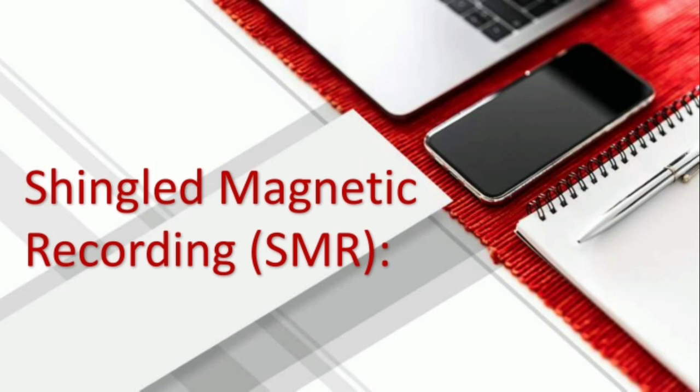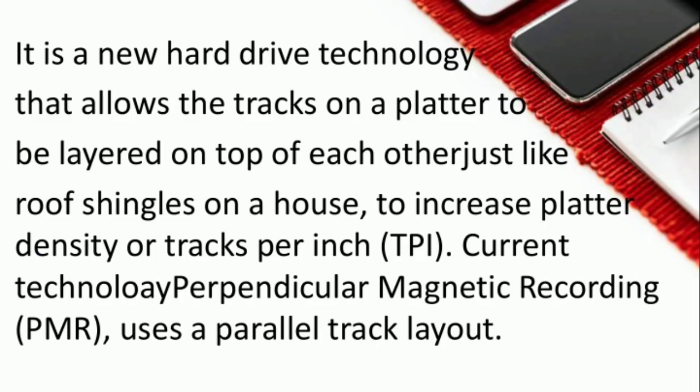Our final recording type is shingled magnetic recording, that is SMR. It is a new hard drive technology that allows tracks on a platter to be layered on top of each other, just like roof shingles on a house, to increase platter density, or tracks per inch, that is TPI. Current technology, perpendicular magnetic recording, that is PMR, uses a parallel track layout.